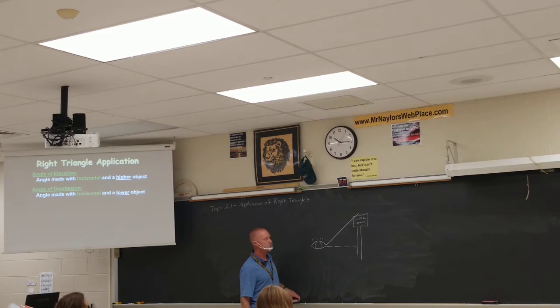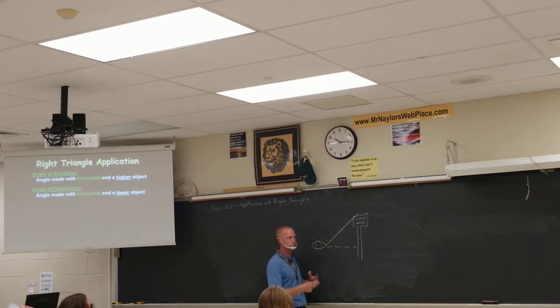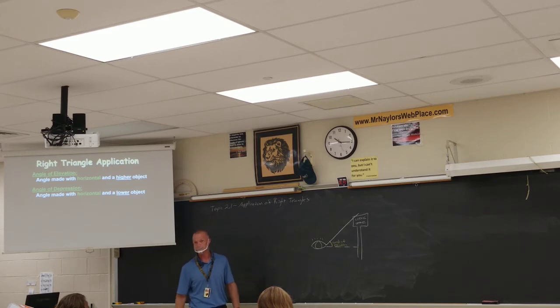The angle of elevation, as it says up there, is always made with the horizontal and a higher object. Another way to think about it is that's when you're standing on the ground, when you're down below. So the angle of elevation, again, that's actually what you measured yesterday. Now maybe you're saying that sounds pretty straightforward.